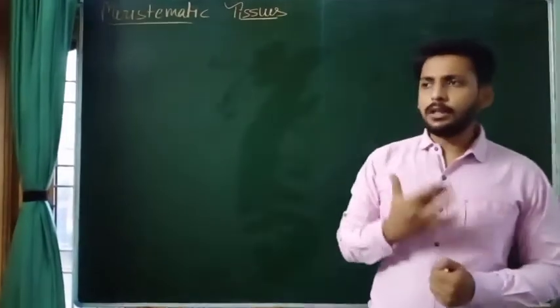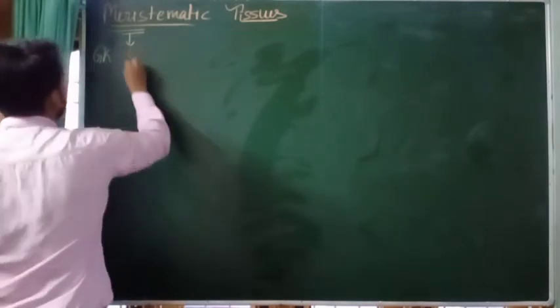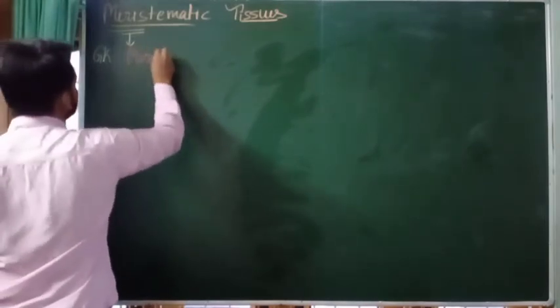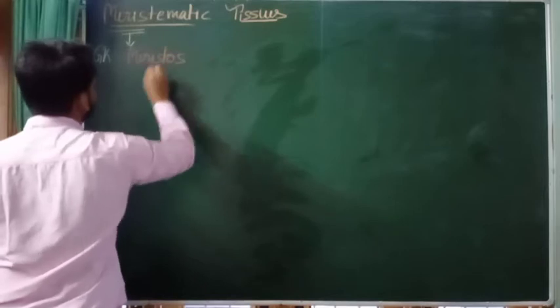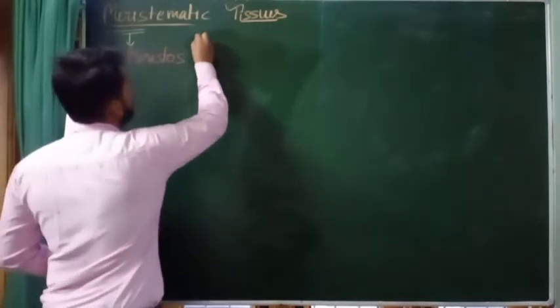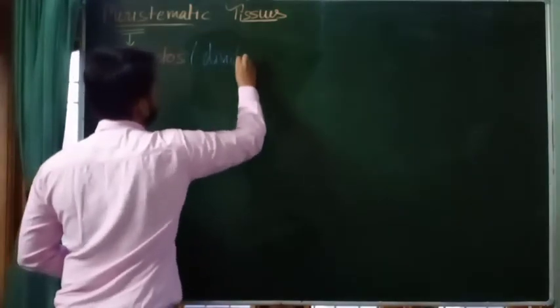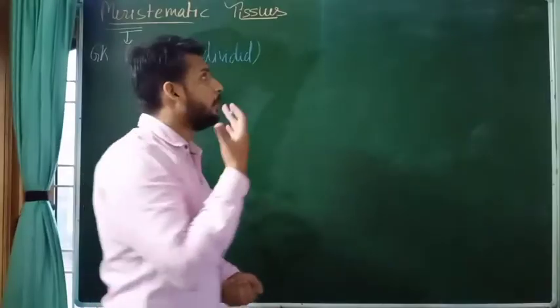Meristematic is a word which is derived from a Greek word, that is meristos. What is the meaning of meristos? It means divided. So, I hope it is clear now.